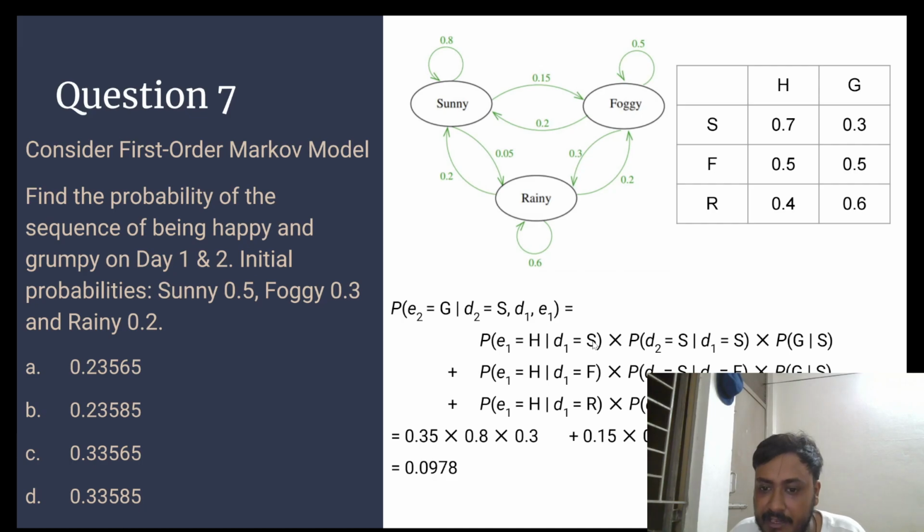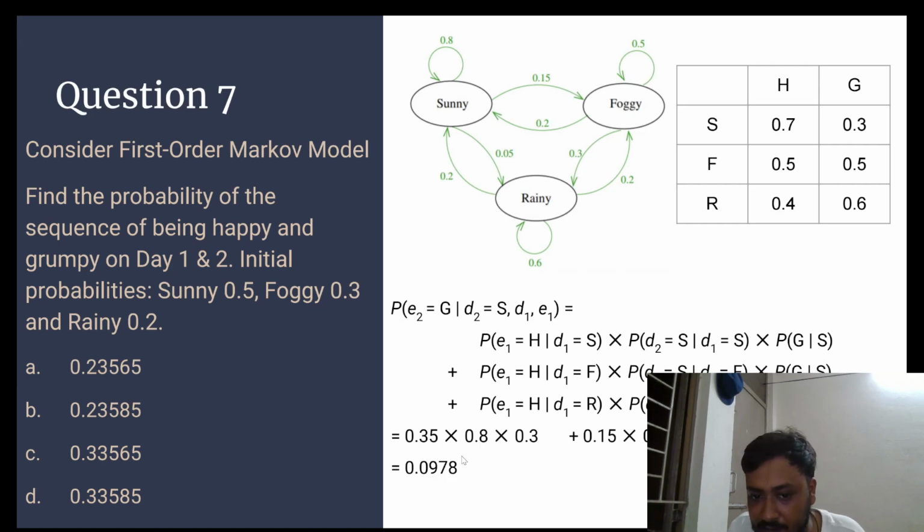So again, here we will consider all possibilities. If day 1 was sunny, then this is the thing. If day 1 was foggy, then this is the thing. Like you are feeling happy on day 1, which is foggy, then probability of going from day 1 as foggy to day 2 as sunny, and finally feeling grumpy on current day, which is sunny. So G given S, this last value comes directly from here, E2 given D2. Okay, fine, and I'm just adding them up, so we get this value.